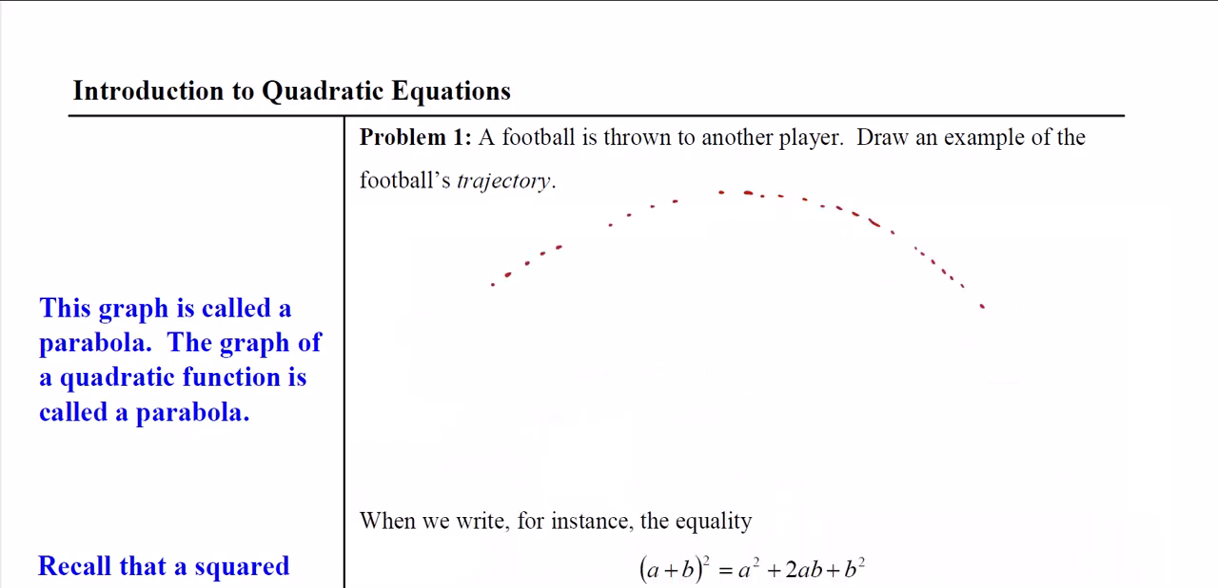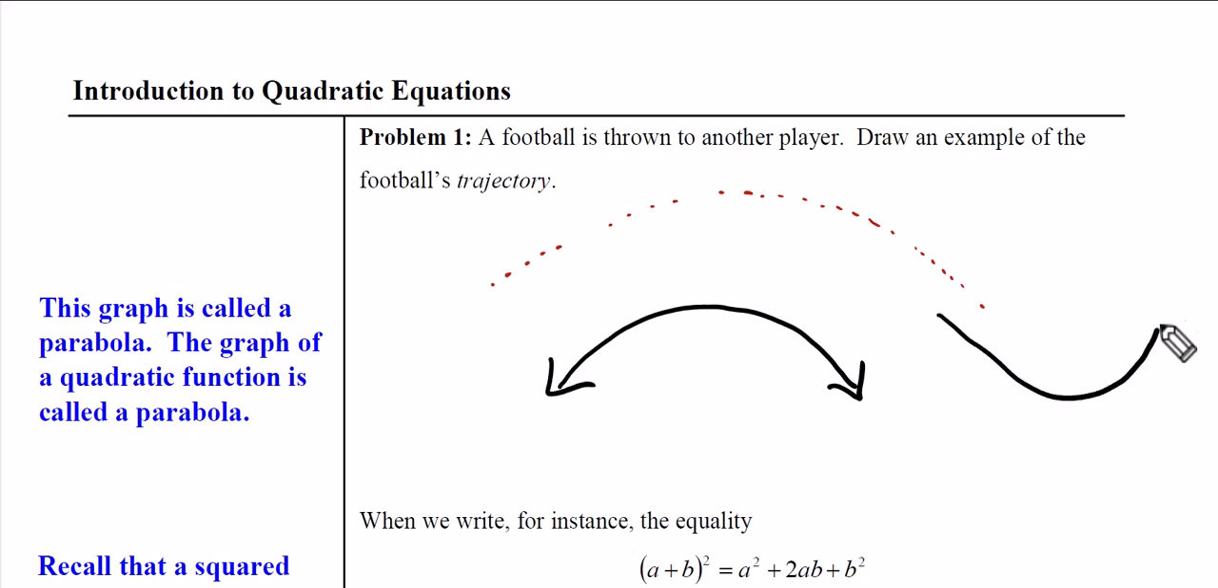This kind of a shape is called a parabola. So in this case, the parabola will look something like this. It could also be upside down, which is more typical. But these are the general shapes of graphs for a quadratic.